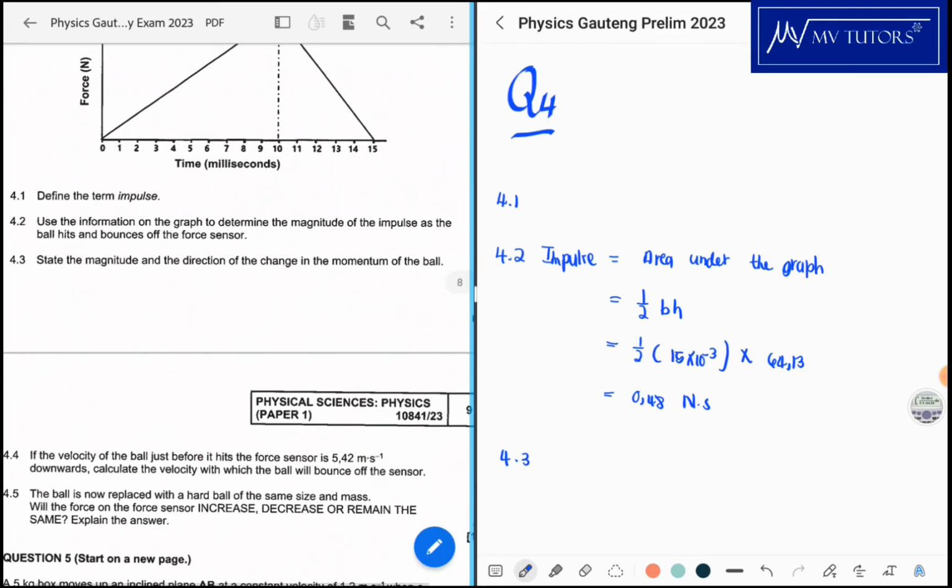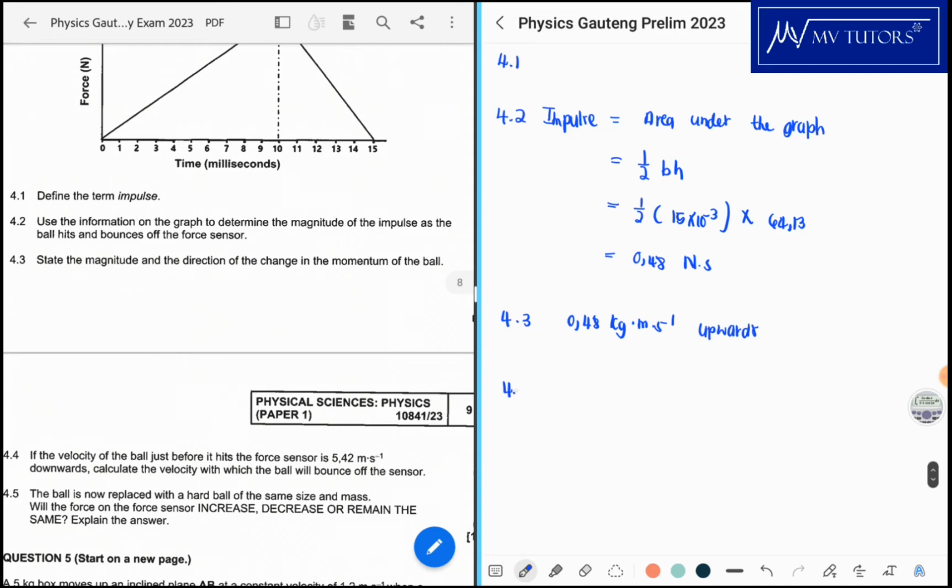It says, state the magnitude and direction of the change in the momentum of the ball. So the magnitude of the change in momentum of the ball will be 0,48 kilograms meters per second. And the direction of the change in momentum of the ball will be upwards. So that's the magnitude, and that's the direction, upwards.